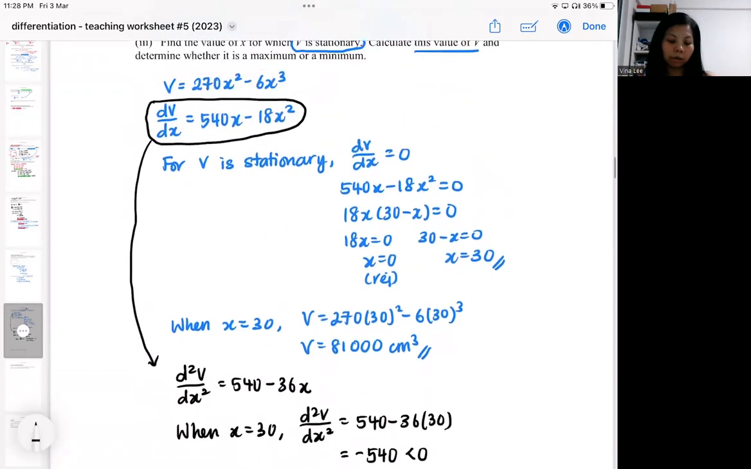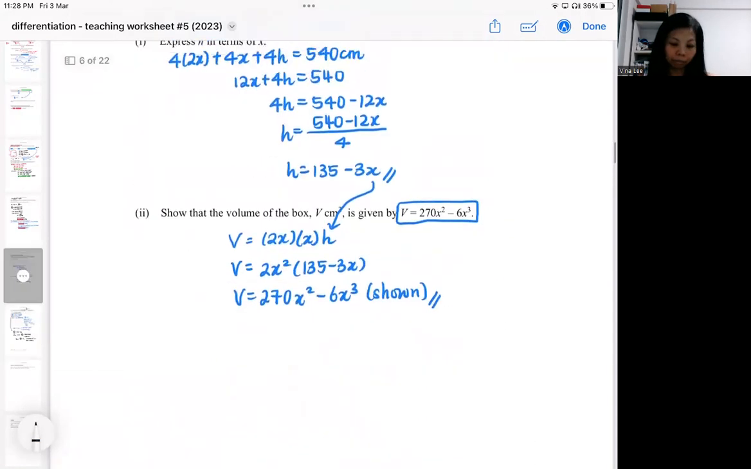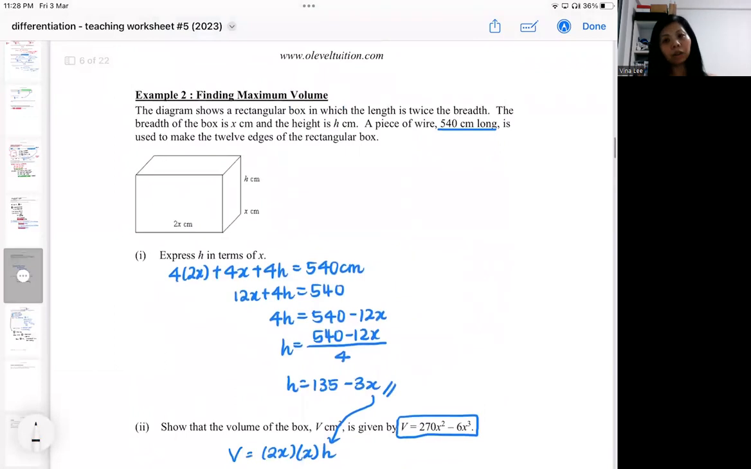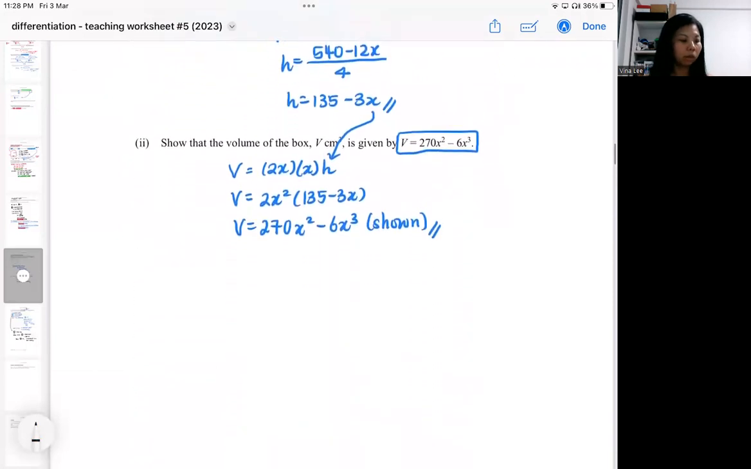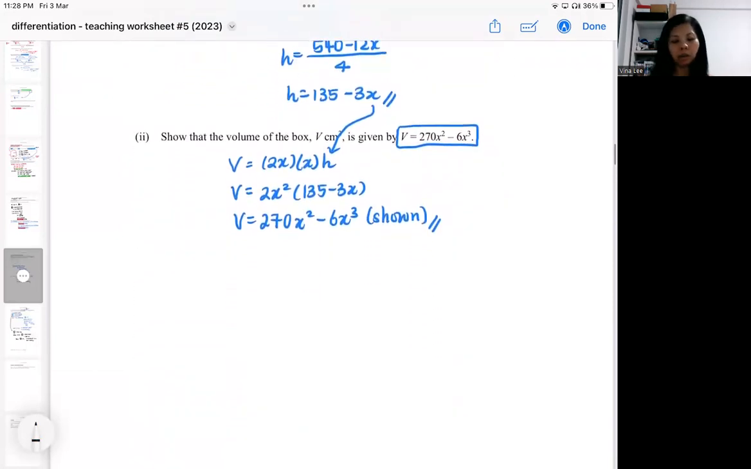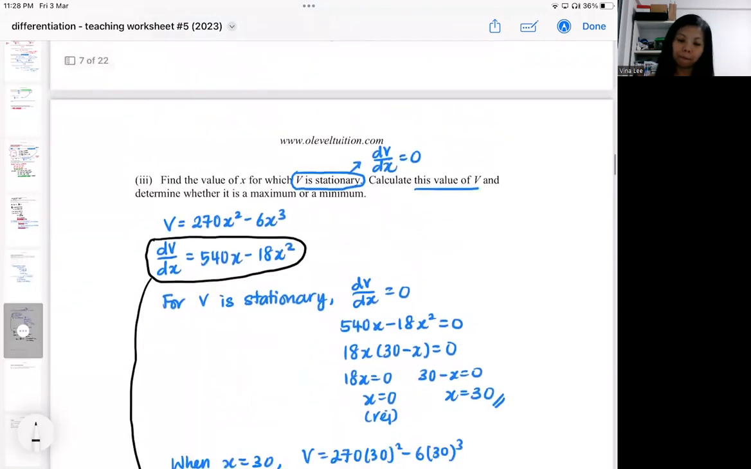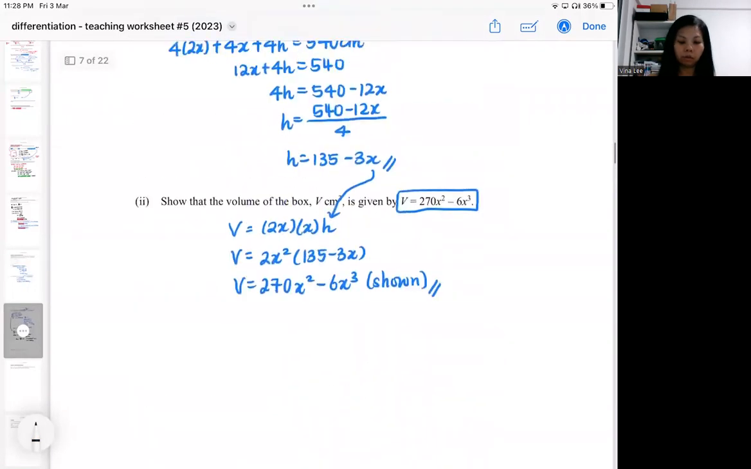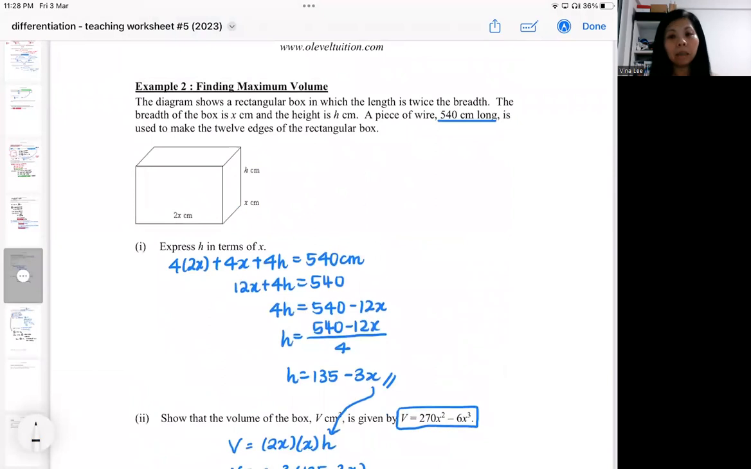So that's how a full question is like. I will say this one is much easier. Look through the whole idea. If the question never asks us to test, actually I won't be testing it. For this one, we are finding the maximum volume.